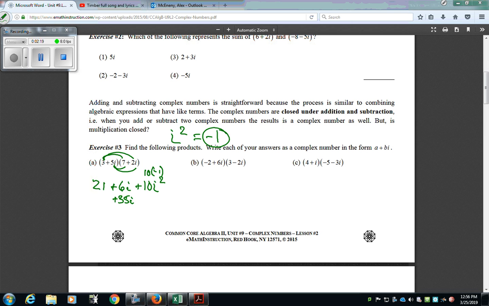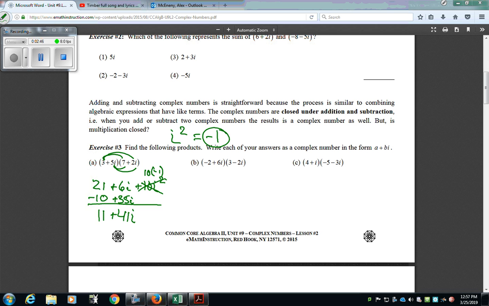So I'm going to rewrite this, and that 10i squared will end up being negative 10. So I'm going to have a negative 10 that I'm going to put here. And I can combine those terms together, so I'd have 11 plus 41i. And again, I'm just trying to look through and combine like terms. The i's can combine and the whole numbers can combine.